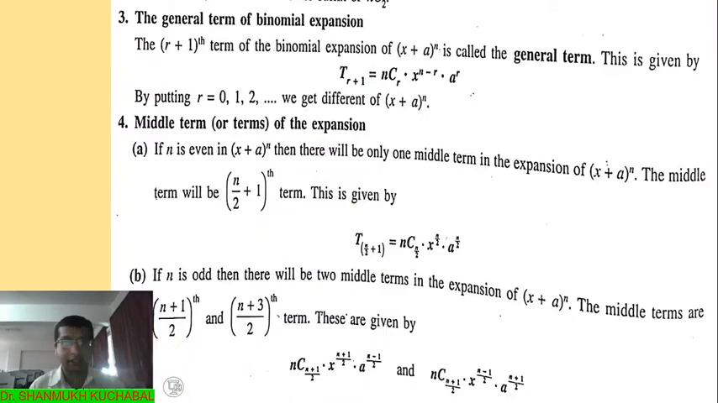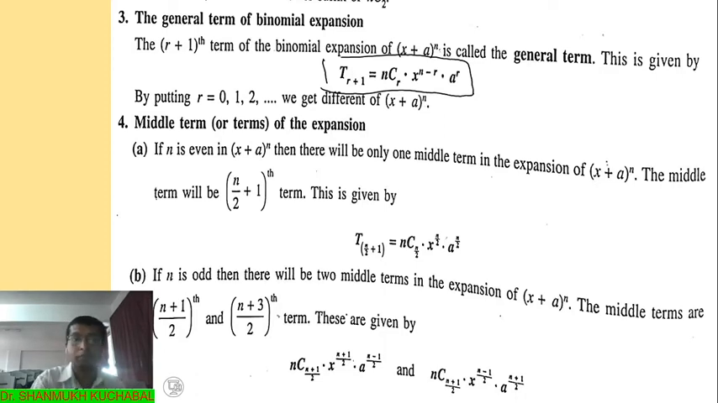Next we define the general term of a binomial expansion. It is given by the formula T(r+1) = nCr x^(n-r) a^r. Suppose we want to find the fifth term, then we can use this formula. Here r takes the values 0, 1, 2, 3 and so on. If you want to find the first term, we take r equal to 0, then we get T(0+1), that is T1, the first term.